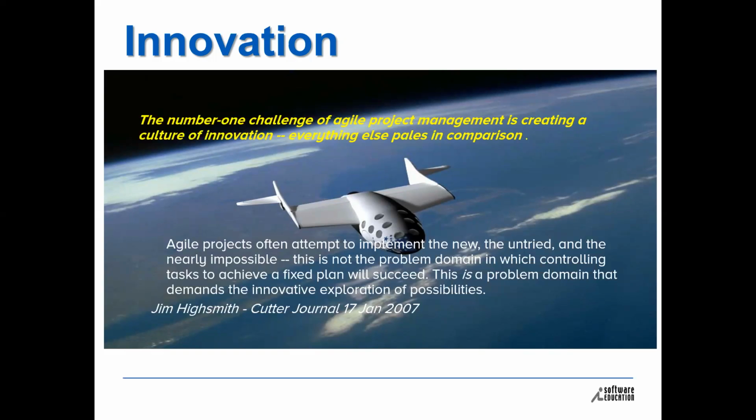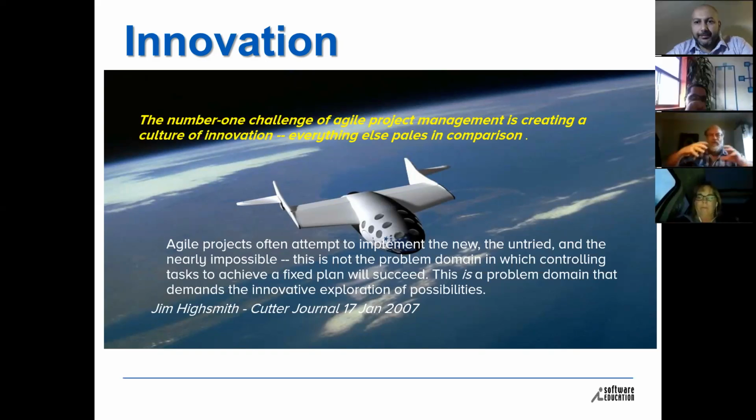Agile projects often attempt to implement the new, the untried, and the nearly impossible. This is not the problem domain in which controlling tasks to achieve a fixed plan will succeed. It is a problem domain that demands the innovative exploration of possibilities. If we're taking a value-focused approach, if we're changing the shape of our backlog, if we're thinking of product ownership as a team with multiple different viewpoints, good ideas clashing together and coming up with new things, then we are able to innovatively explore the possibilities and make a difference to our organizations.